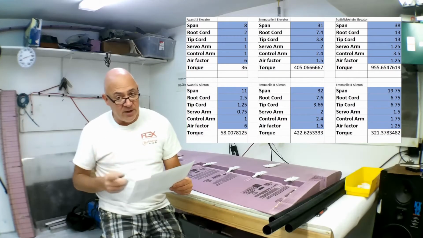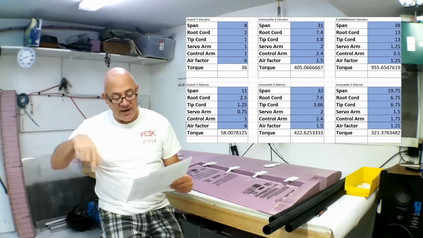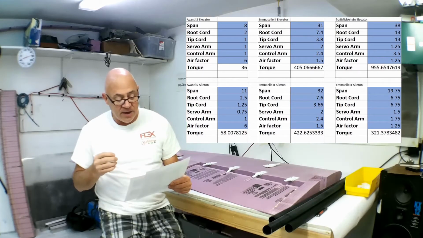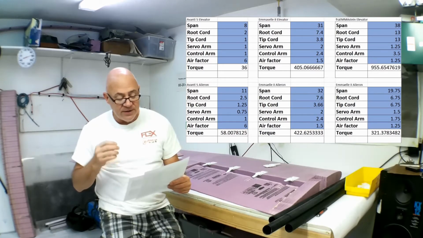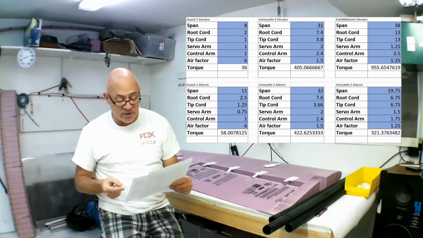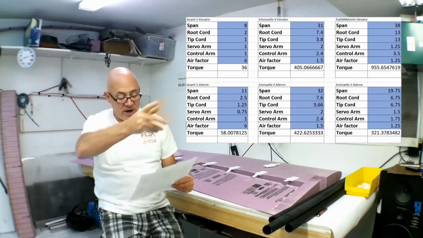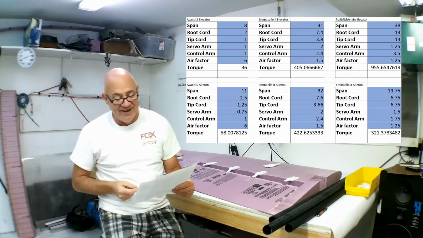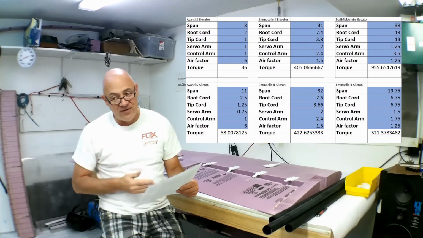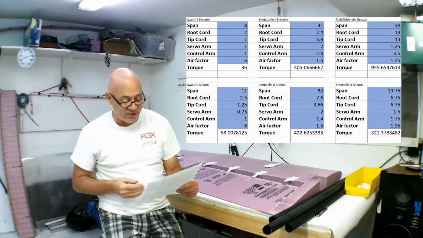The MSL-2, my big yellow and blue plane. The elevator was 31 inches across, and I had to average out the root chord and the tip chord of 7.4 and 3.8 inches. My servo arm was 2 inches. My control arm was 2 1/4, or 2.4 inches. My airspeed factor is only 1.5 on that airplane because it's just a slow turnaround. But look at how many ounces of torque I need: 405. Luckily, I have a 565 ounce servo on that.